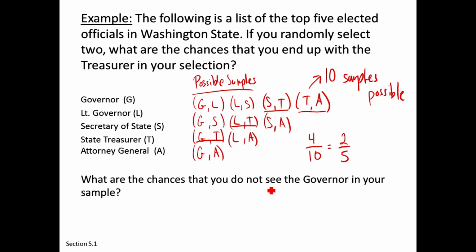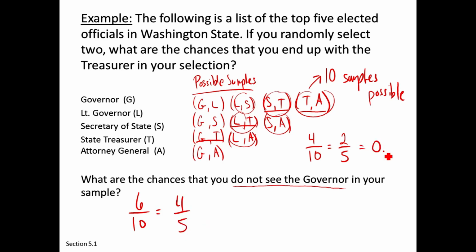What's the probability, for example, down here, that you don't end up with the governor? How many ways can you not end up with the governor? Basically all these that aren't in the first column, right? 1, 2, 3, 4, 5, 6 ways. So there's a 6 in 10 chance you're not even going to get the governor in your chance, or otherwise a 3/5 chance. You could write these as decimals too. That's 0.4. This is 0.6.